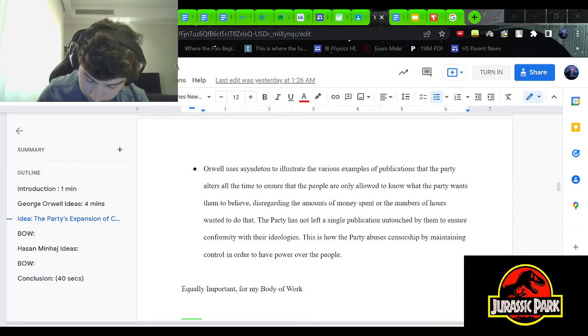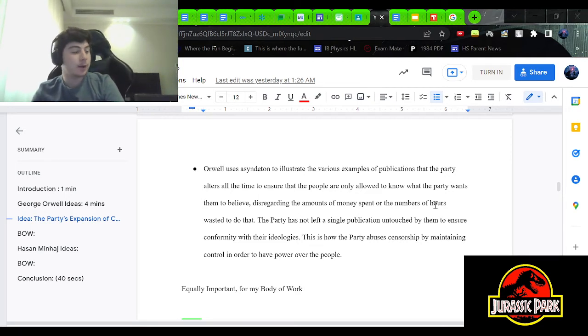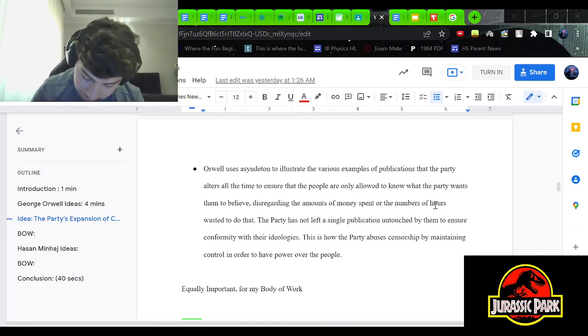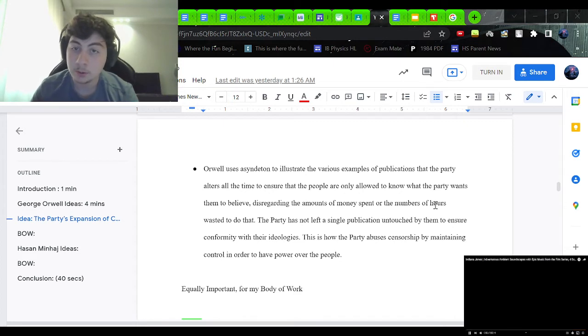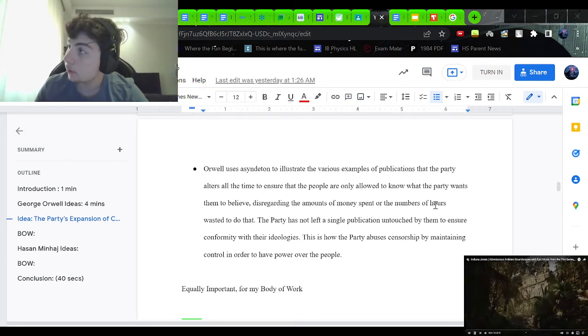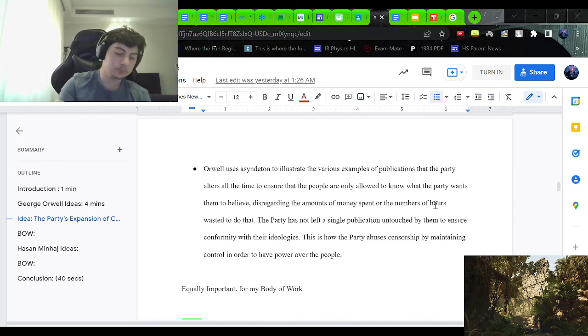To ensure. So my English teacher told me this. I'm about to point this out. See here, it says to ensure that the people. This is an Egyptian thing, right? We do that a lot. Like the American people, the Chinese people. Instead of saying Chinese people, American people, we say the Chinese people, the American people. So to ensure that people are only allowed to know the party wants them to believe.